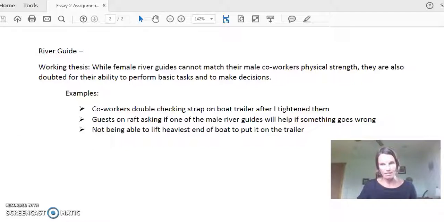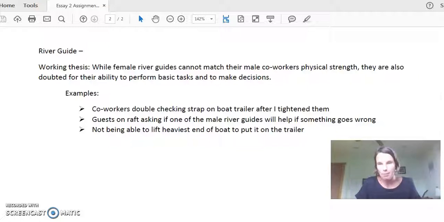This was something I faced a lot when I used to work as a river guide. Some of the examples I could come up with from my years on the river were my co-workers double-checking the strap on the boat trailer after I tightened it. I jokingly called it a man check. The guests on the raft asking if one of the male river guides would help if something goes wrong. That happened to me a few times. And not being able to lift the heaviest end of the boat to put it on the trailer.